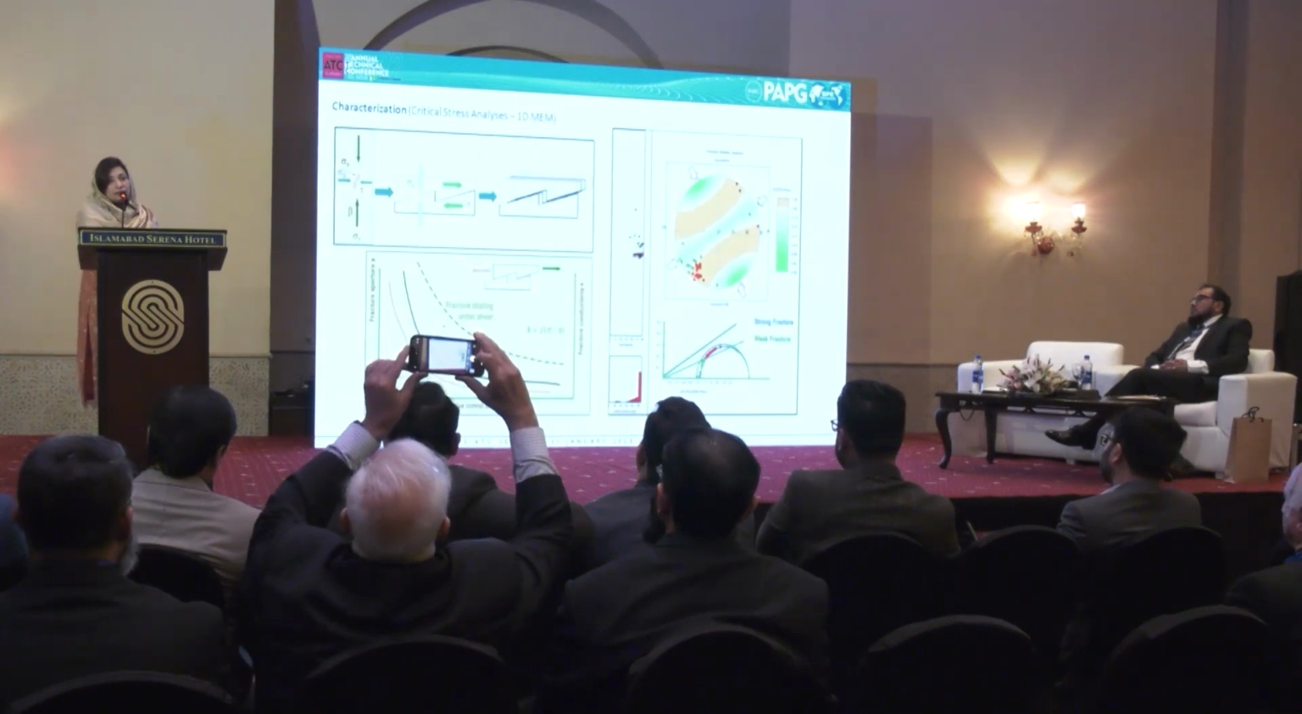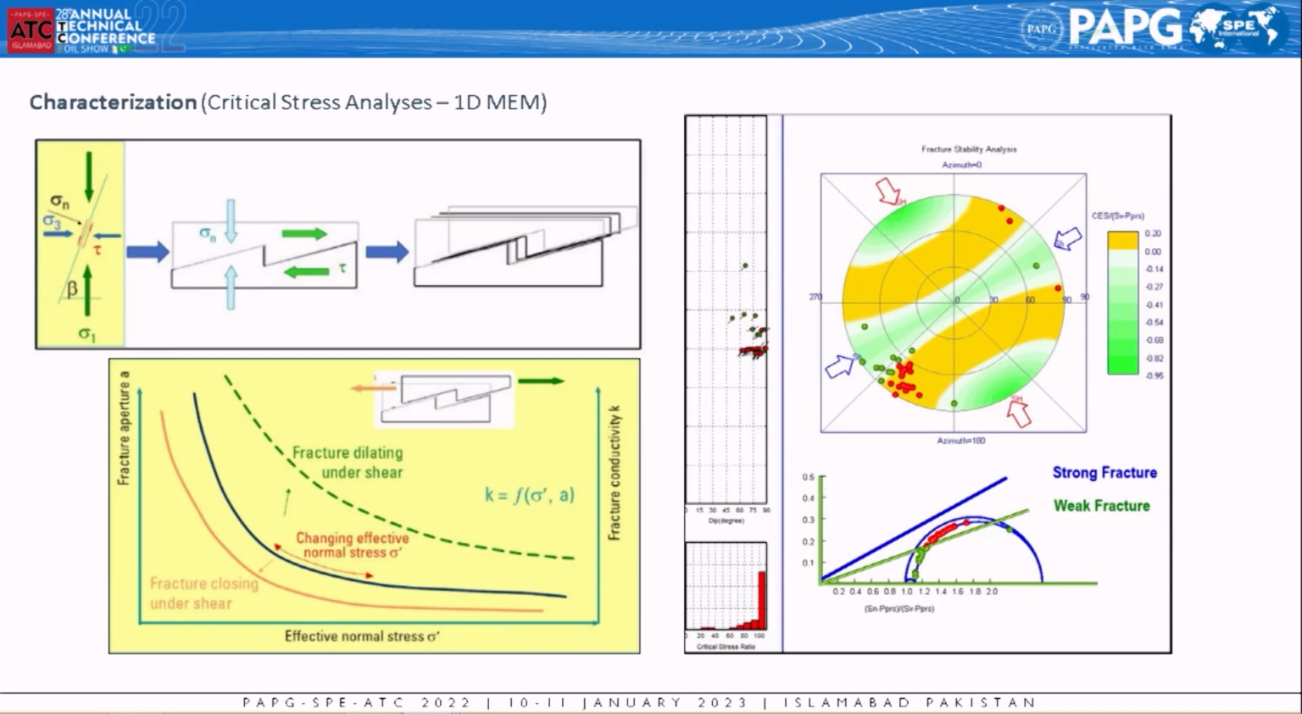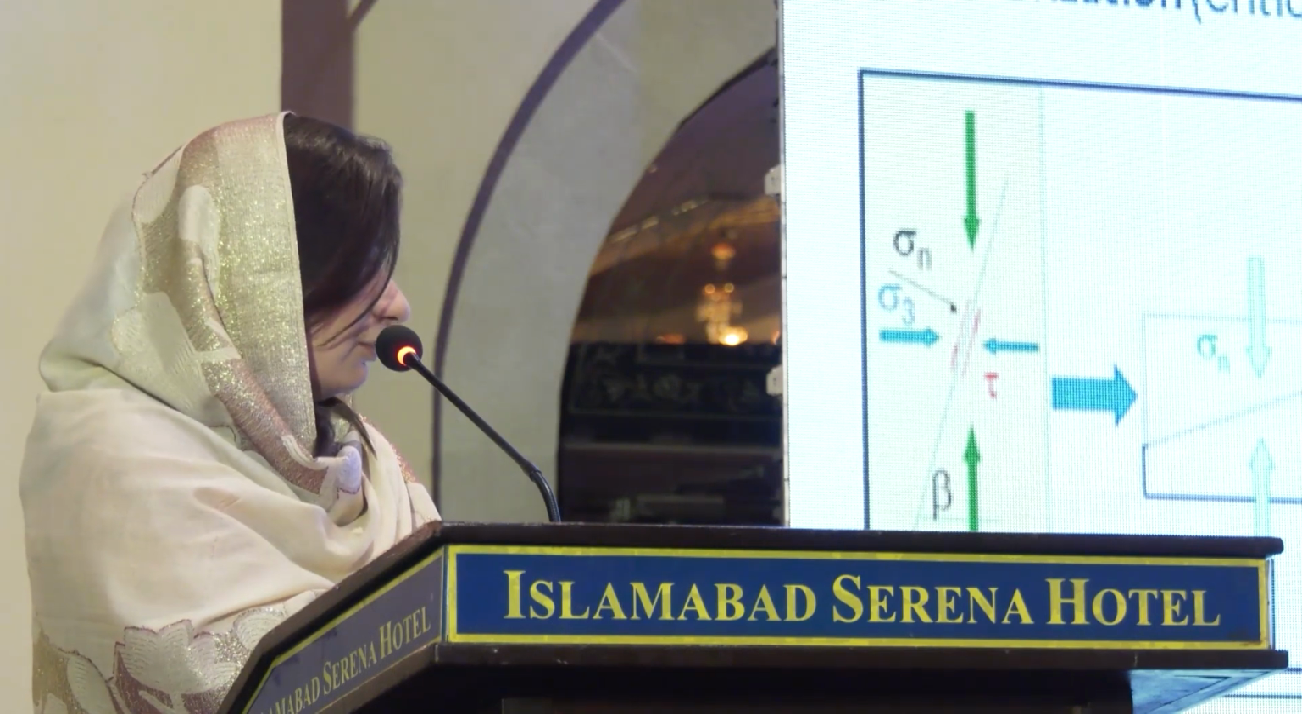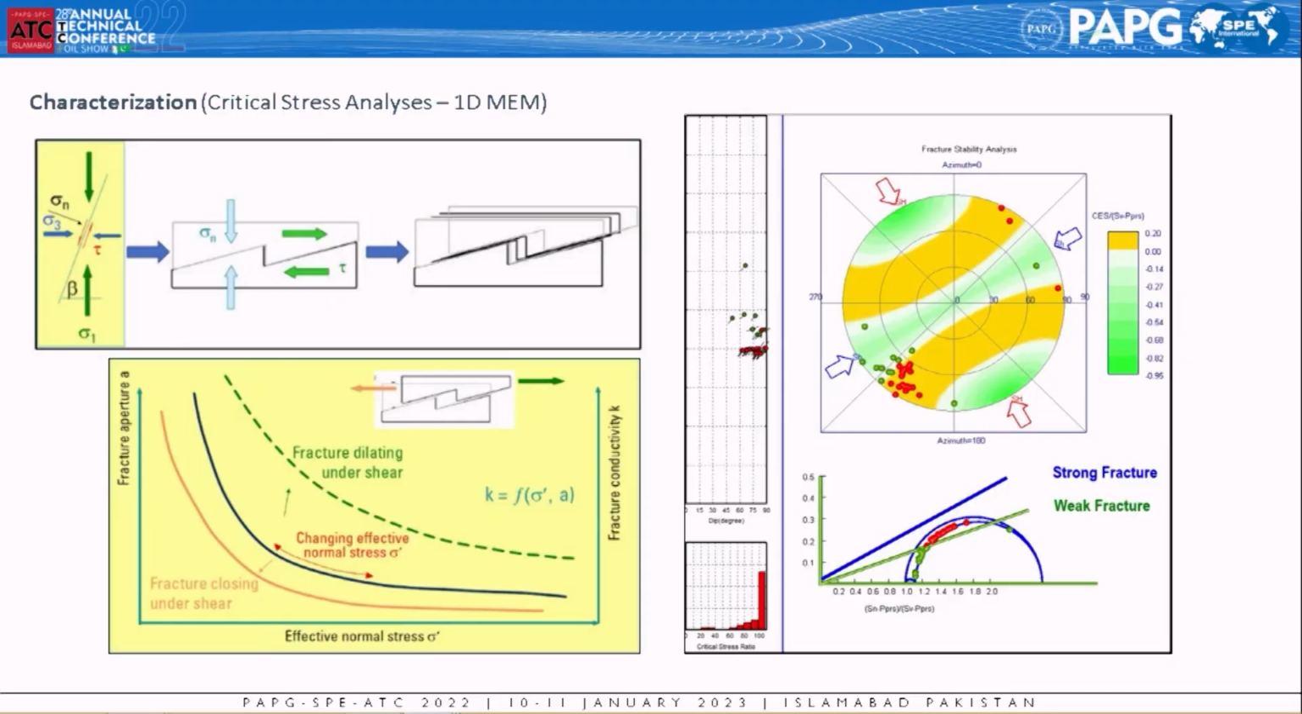1D MEM analysis was also carried out. We know that the fractures which are critically stressed are important for the production of hydrocarbon. So basically the Mohr circle tensors were used to plot the fracture shear and normal stress values from the mechanical earth modeling, which was previously carried out, and the fractures were later analyzed for critical stress analysis. So based on the stress tensor and the pore pressure, it came up that the fractures which were critically stressed are highlighted in the red circle.